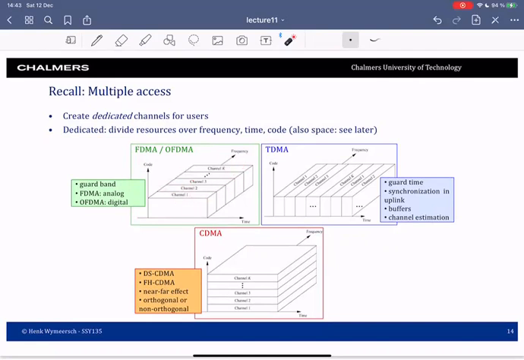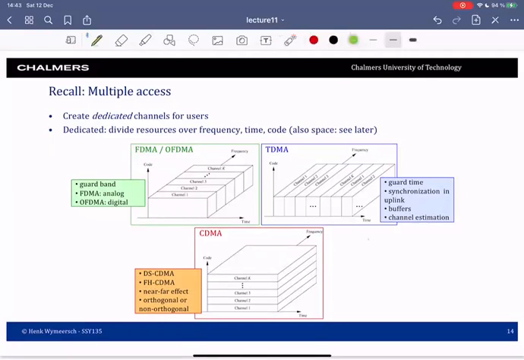In TDMA, all the users got to use the whole frequency band but use different time slots, and that way they remain orthogonal. In CDMA, all the users could use the same time and frequency, but use the code. And that way they remained orthogonal, but this came at a cost in terms of rate, right? Because each user needs to send a sequence of symbols for each data symbol to transmit.